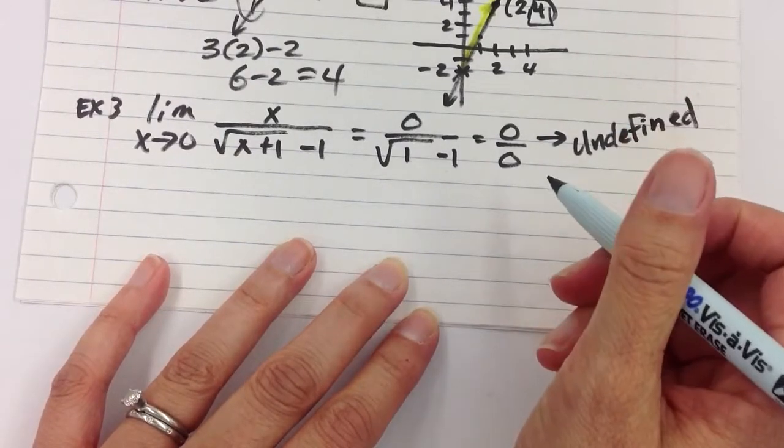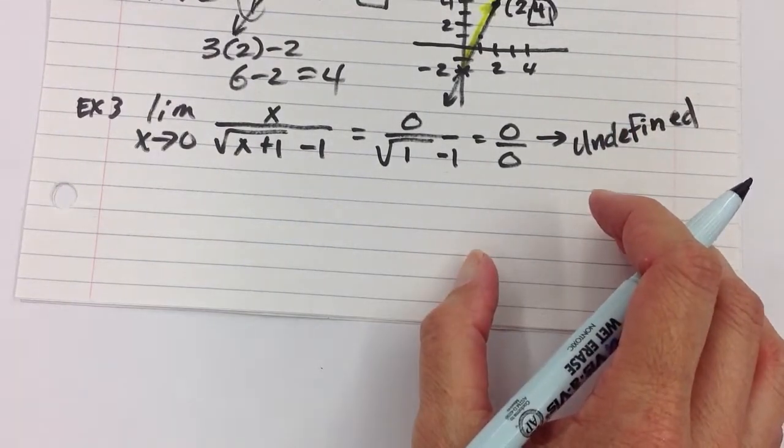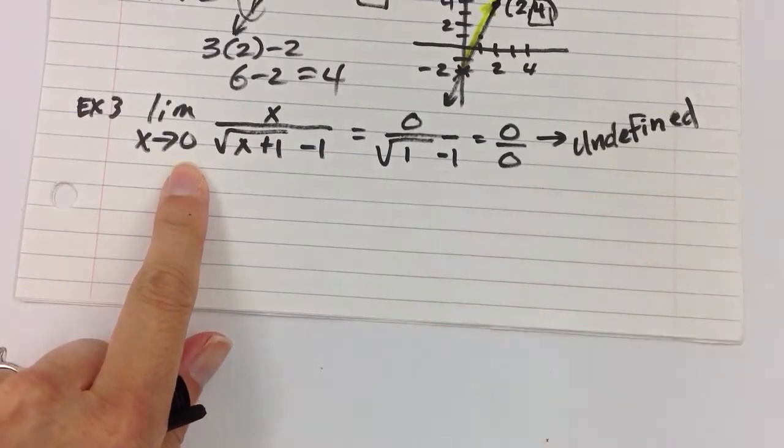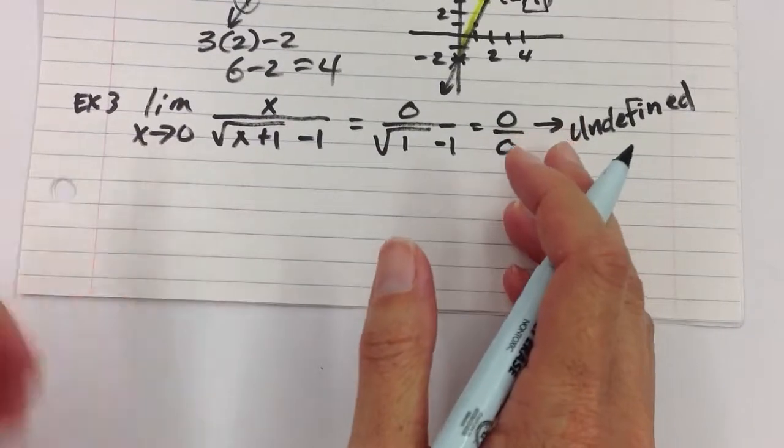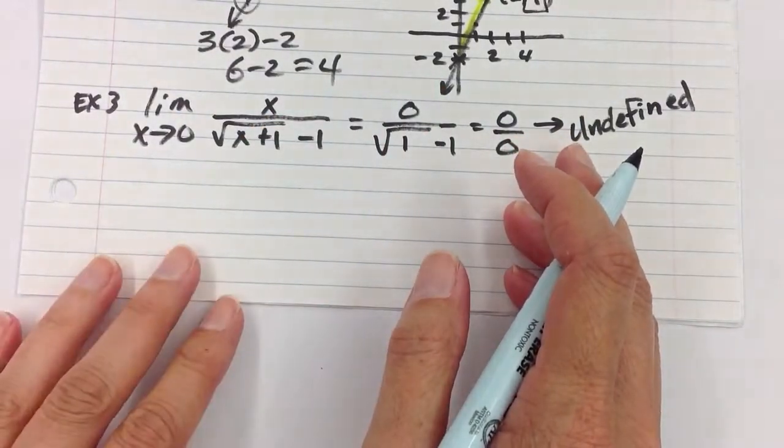Okay, so if it's undefined, that means there's some kind of gap in the graph when x is 0. There's going to be a hole, or there's going to be an asymptote, or something funky is going on there. So what can we do to find the limit? We have to look at what's happening to the left of 0 and what's happening to the right of 0.